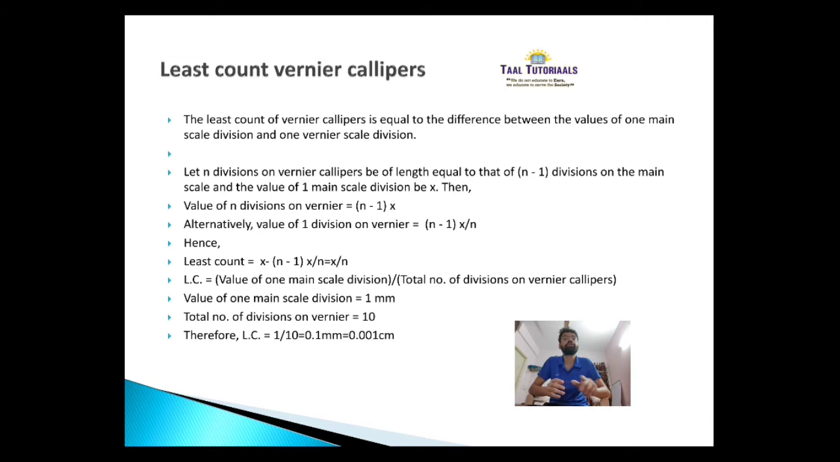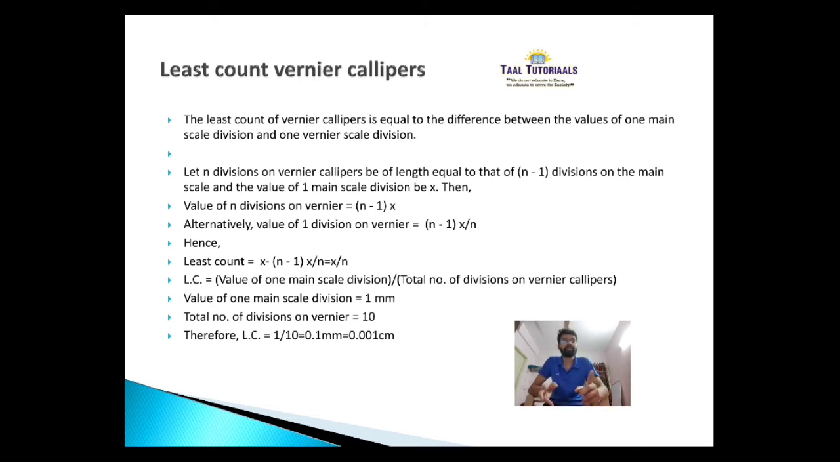Then the value of n divisions on vernier will be (n minus 1) times x, and so the value of 1 division of vernier will be (n minus 1) times x divided by n, because we are talking about one division now. Hence, least count is x minus (n minus 1)x divided by n, that is x divided by n. So least count is equal to the value of one main scale division divided by the total number of vernier divisions.